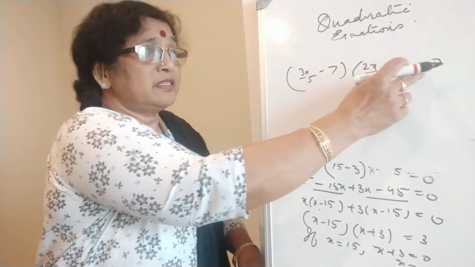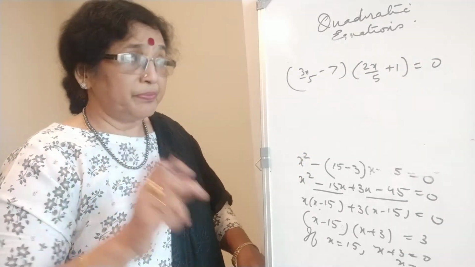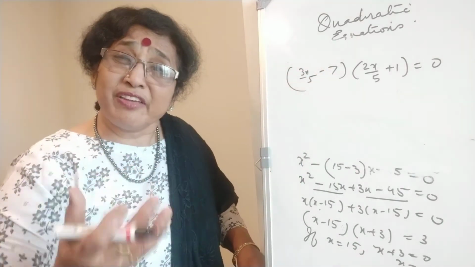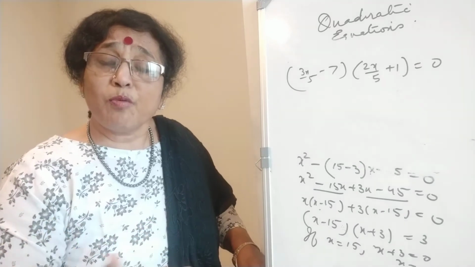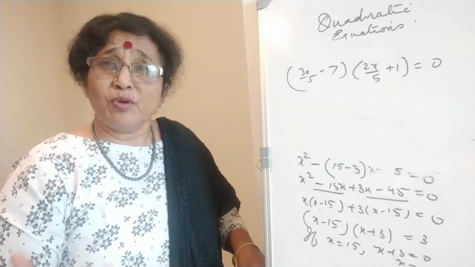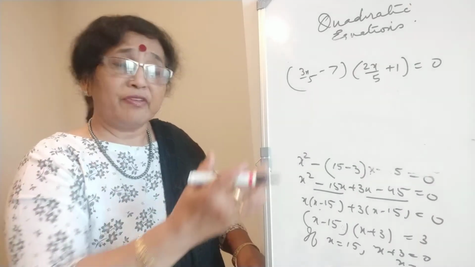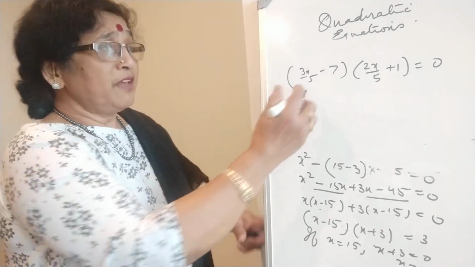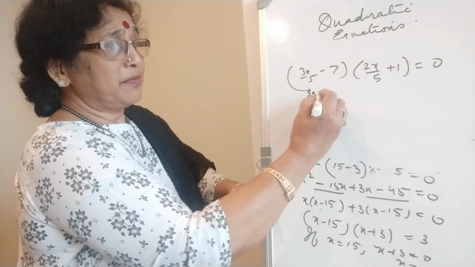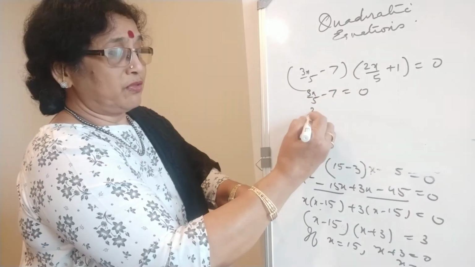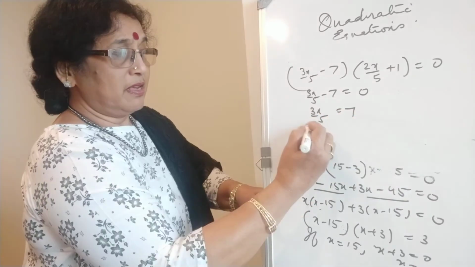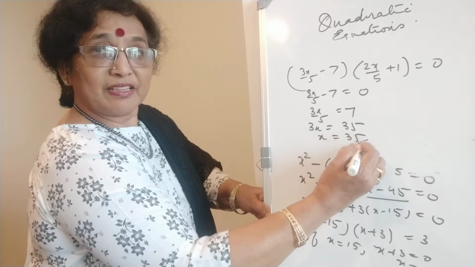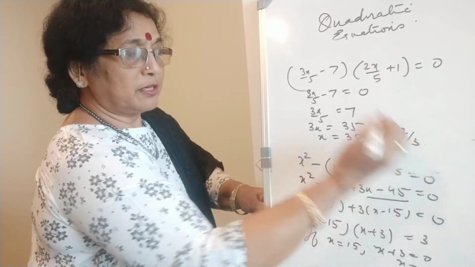Children, the right side is 0, no number, and it is a product of two factors. It is already factorized. So why are you opening the brackets? You have to factorize to solve, and I have given you ready-made pudding. Why spoil the pudding? If this is 0, 3x by 5 minus 7 is 0, then 3x by 5 equals 7. Cross multiply: 3x is 35, so x is 35 by 3. That's 11 and 2 third.